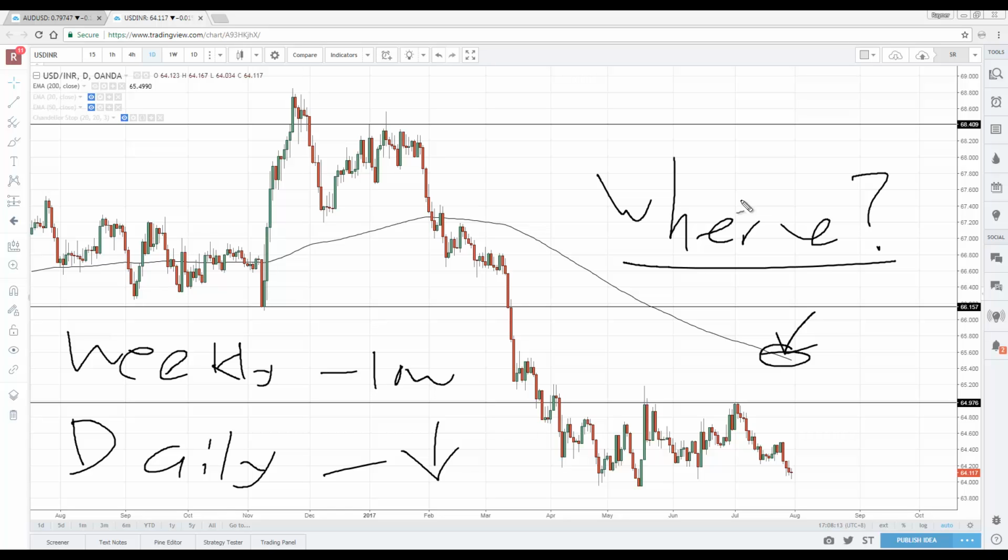Again, nothing too fanciful, nothing too complicated, no need for magical ratios or anything. This is an obvious area of resistance. What you can do is wait for price to retrace higher into this area of resistance, and then get an entry trigger to go short over here in expectation of lower prices. So this is a potential setup on the dollar against the Indian rupee. As you can see, I like trading support and resistance, and I like using simple tools like moving averages to get my bias.